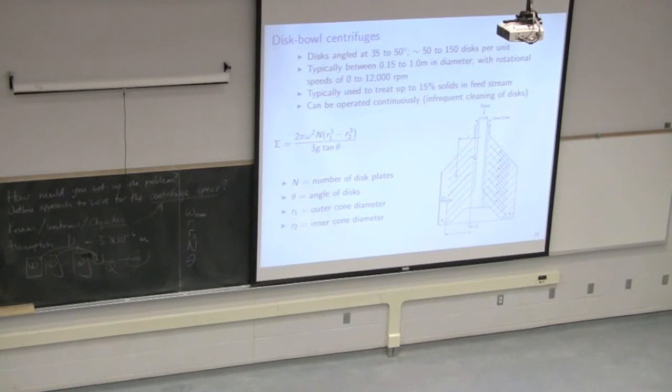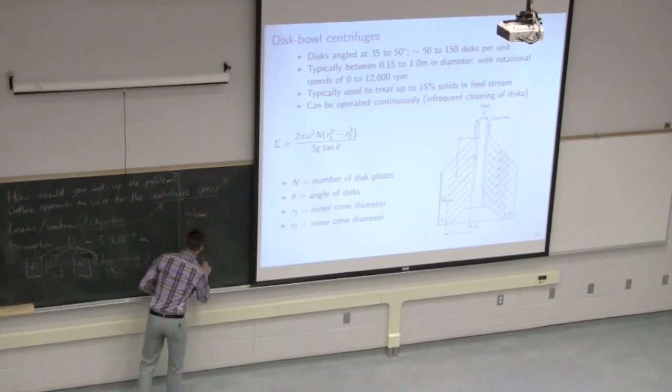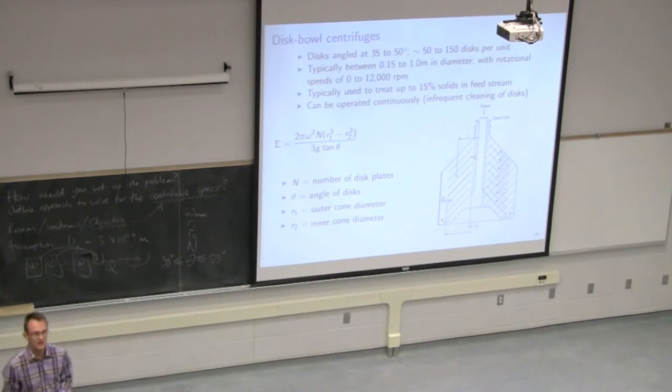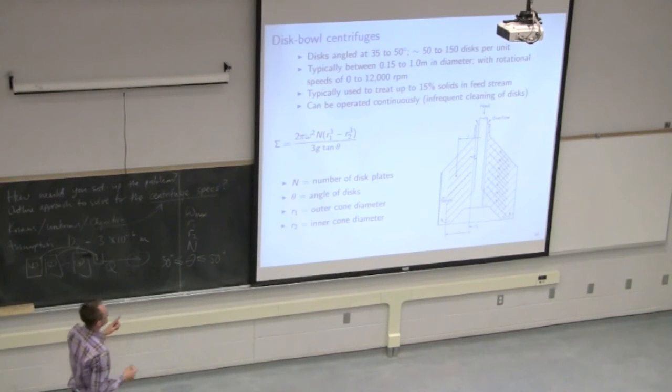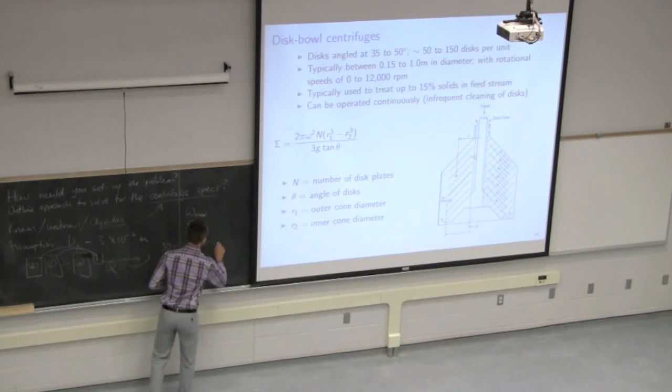The disk angle is between 35 and 50 degrees. So we know that theta, when we're asking for it, you wouldn't go ask your supplier for 60 degree angles. They'd say this is just not done in the industry. So we need to be asking for realistic equipment. 35 to 50 degree angle plates is realistic. Number of disks ranges between 50 to 100.